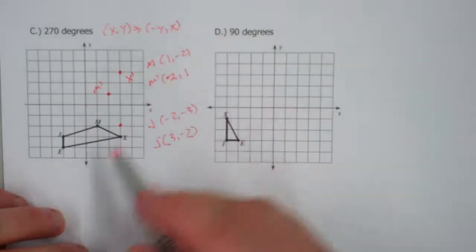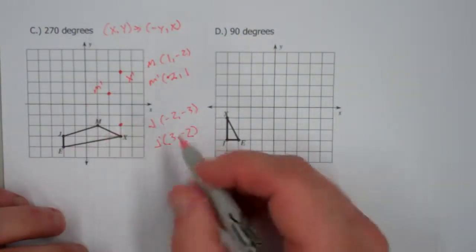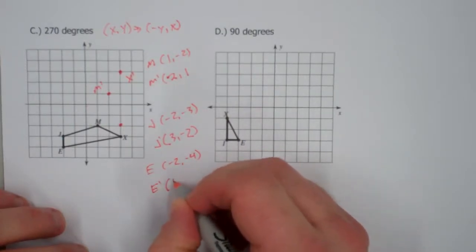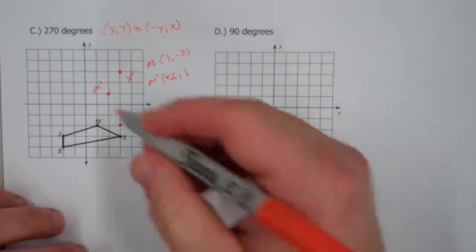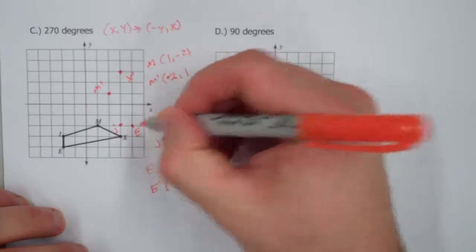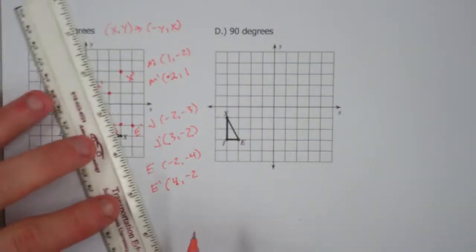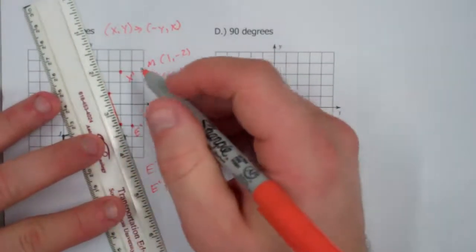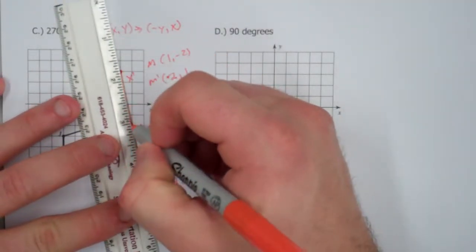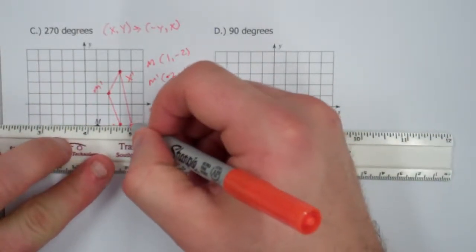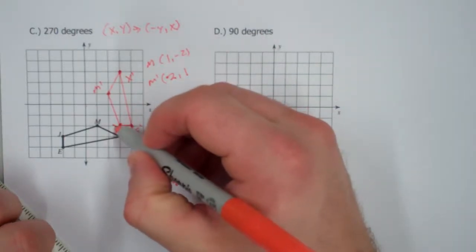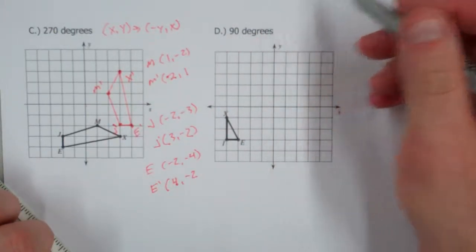Yep, that did work. Alright, now E here is negative 2, negative 4. So E prime should be 4, negative 2. Right. 4, negative 2 is right there. So there's J prime, there's E prime. And we're going to see what happens here. If we connect the dots, we should get a congruent shape, I hope. Alright. There's that one. And there's that one. And it does look like we have a congruent shape. That's good. So I think we're all set.